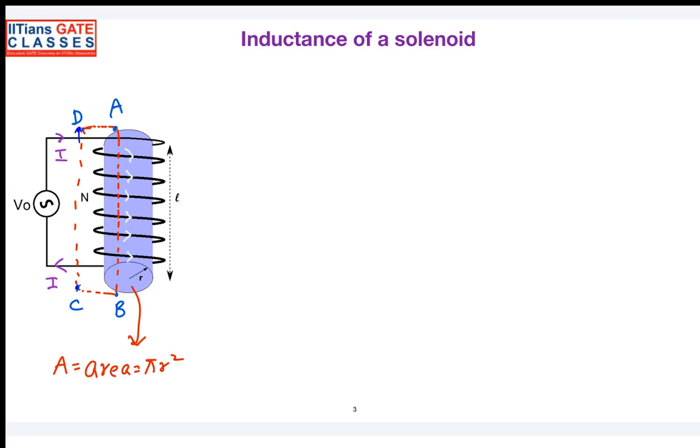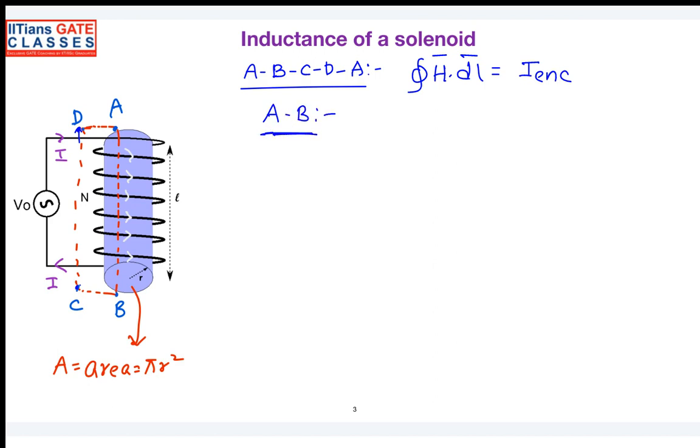Now, let me consider the loop something like this. I am starting from A, B, C, D, and again back to A. So what does your Ampere's law say? Integral H dot dl in a closed loop equals I enclosed. Okay. So first of all, what is the condition when you are going from A to B?